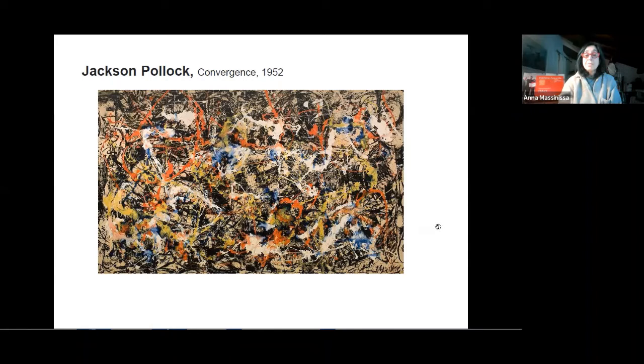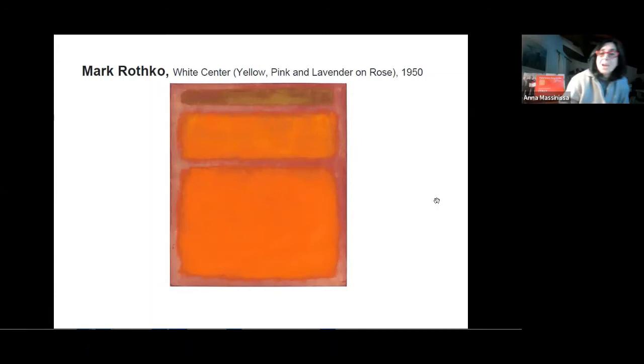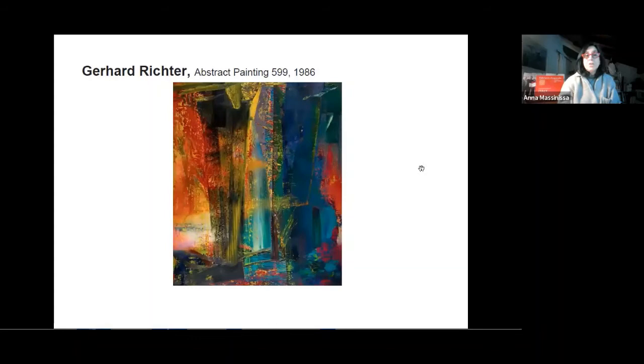This is Mark Rothko, with White Center, Yellow, Pink and Lavender on Rose, who painted this painting in 1950, completely abstract, and only to give a sense of emotion to the audience. Gardner Beecher, again an abstract painting from 1986, again only colors, only mood, only lights on a canvas.